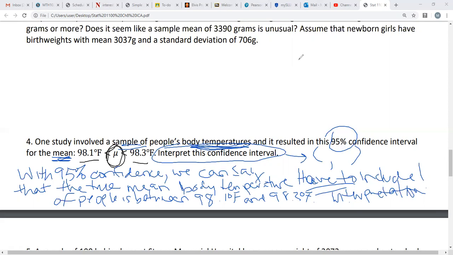Let me change the color here just to highlight some of the items that we have to have in that interpretation. We have to have the level of confidence. We have to say the true, whether it's mean or proportion, which we'll see in the next section, whatever it is we're measuring, and then our population. Always also make sure that we are including the values in that confidence interval. I know that it might be a little bit hard to read here. Just keep in mind that I do have this problem worked out on the key that's posted online.